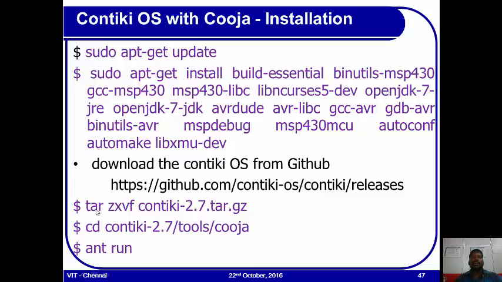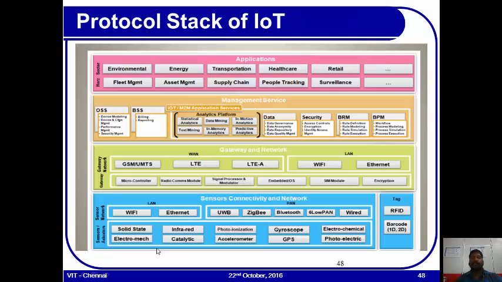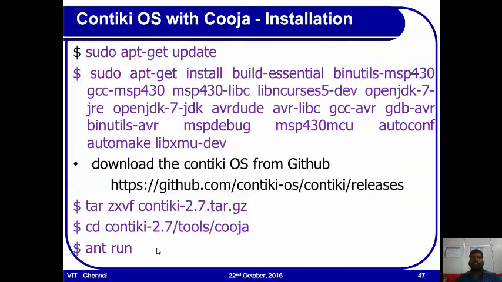In order to extract, we have to use tar xvf contiki.tar.gz. Then we can identify a folder, Contiki 2.7. Inside we have a tools folder. Inside we have Cooja. Using change directory, we have to navigate to this level. Then we have an ant run command. This will give you the emulation of the Cooja environment.